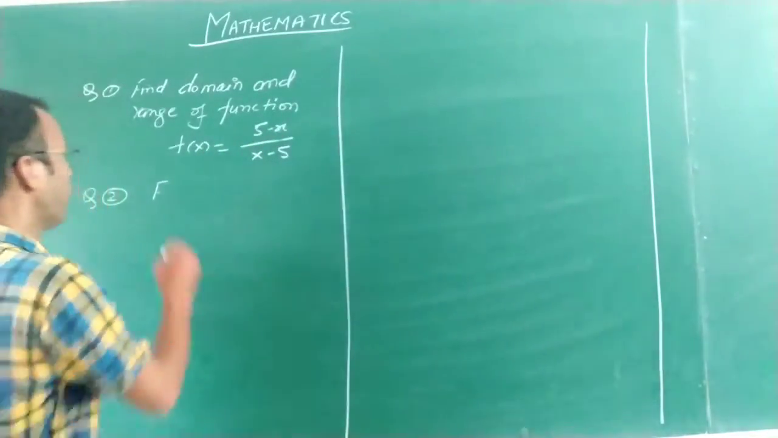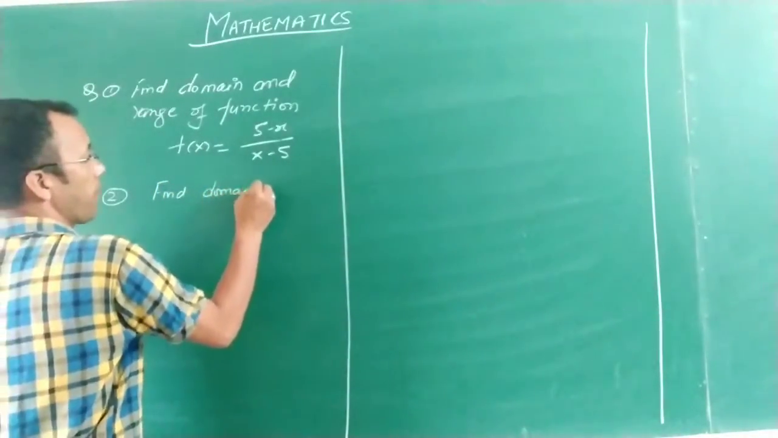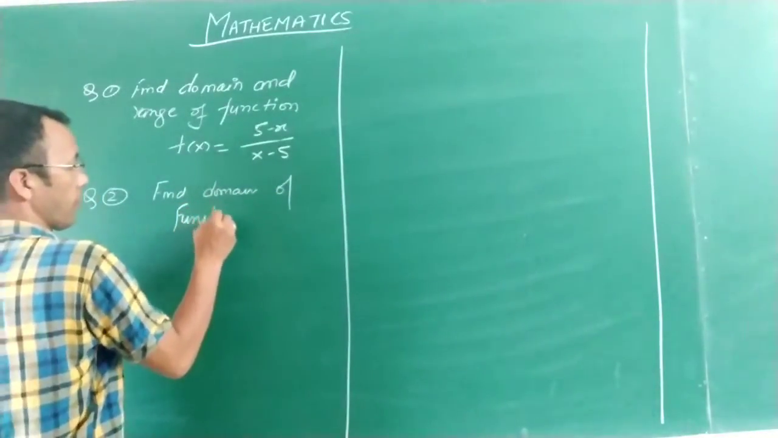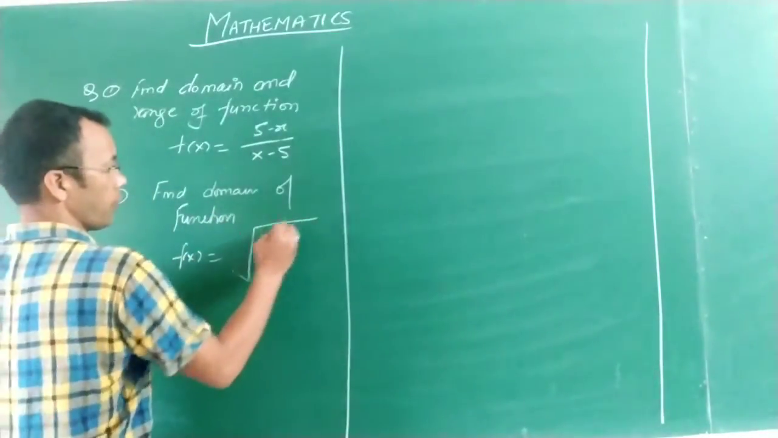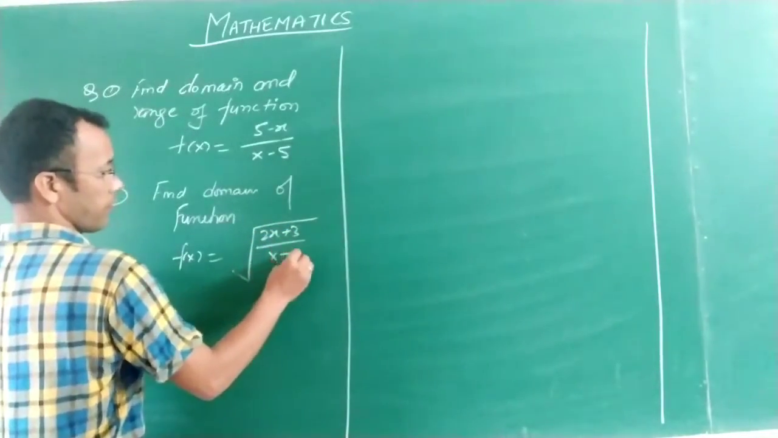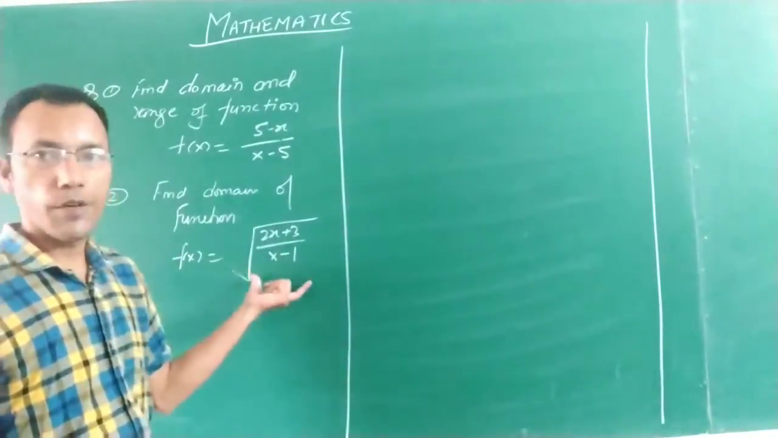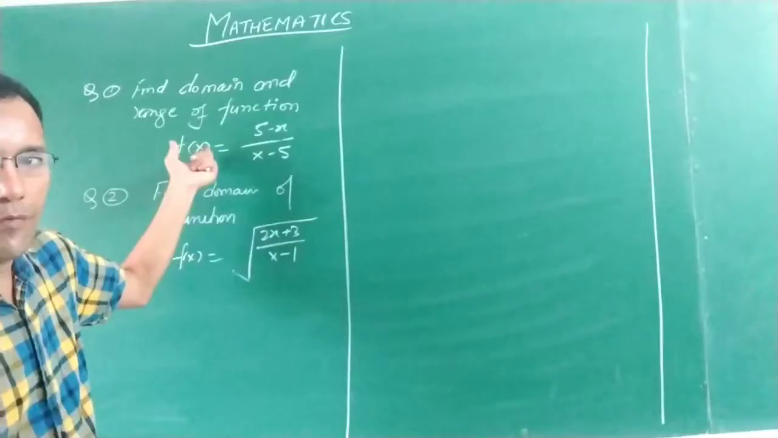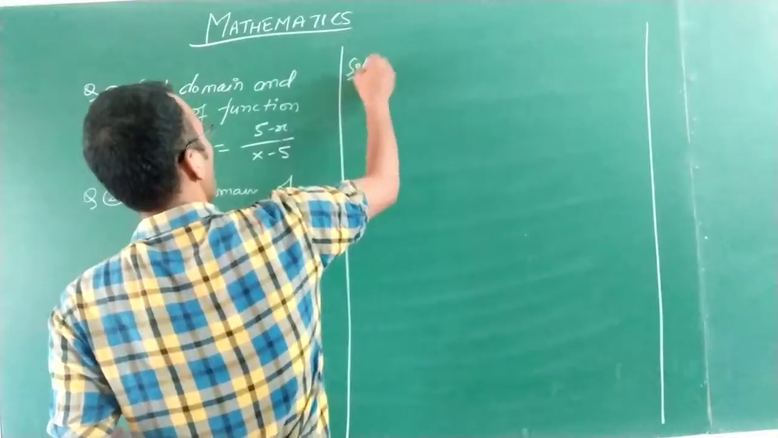And the second question is: find the domain of the function f(x) is equal to under root (2x plus 3) upon (x minus 1). That is, we have to find the domain of this function, and in the first we have to find domain and range both. Check the solution now. This is the first solution.